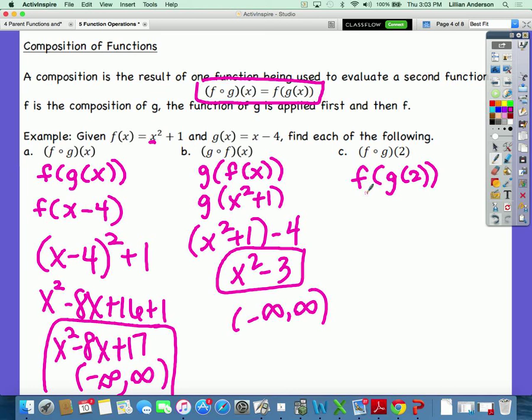Now, considering we already did f of g of x, plug it in. No, you don't multiply by 2, you plug into. You plug into in these cases. And we're going to plug it into this function right here because that is what the composite is.